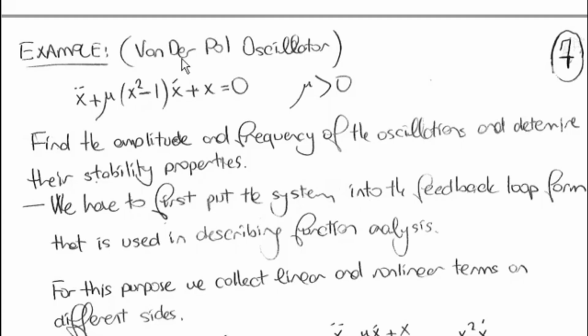In this case, we have a system called the van der Pol oscillator, and it is actually an oscillator. It is implemented with some circuit elements, but once you implement it, its differential equation is given in this form. Here we have a second order differential equation, and it is nonlinear because of this second term. Here mu is a real parameter which is positive. So the task is to find the amplitude and frequency of oscillations and determine their stability, if the oscillations are stable or not. I will be talking about it.